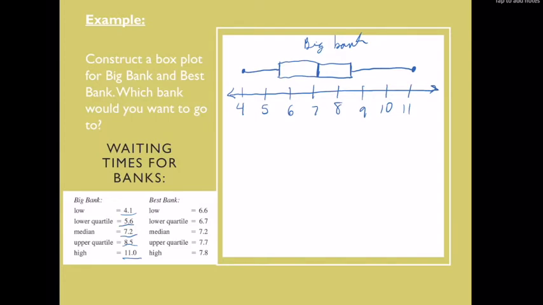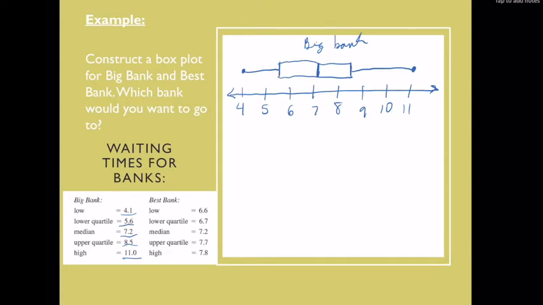Now remember that these are the waiting times for banks. So that means the minimum someone had to wait was 4.1, but the maximum someone had to wait was 11 minutes, right? The median, so the middle range, is 7.2 minutes. So that's for Big Bank.